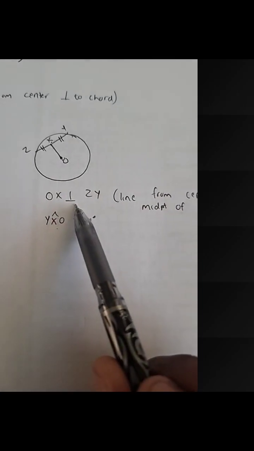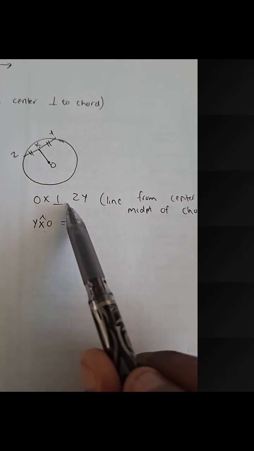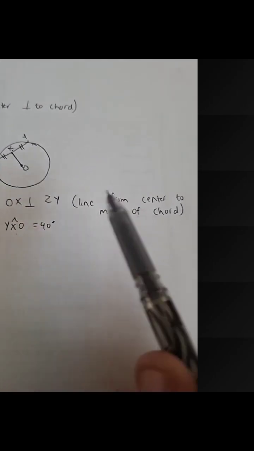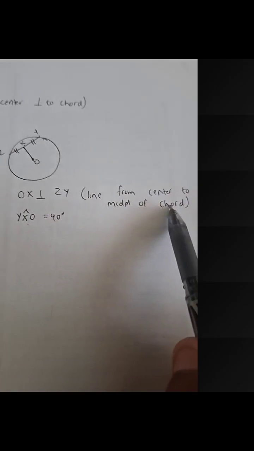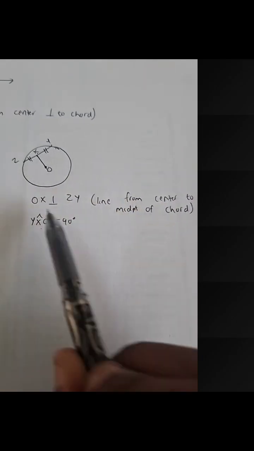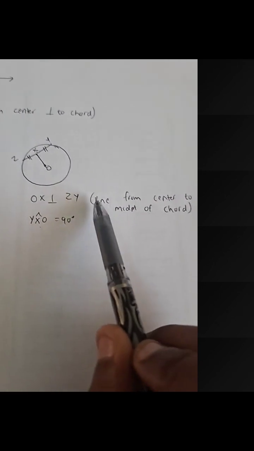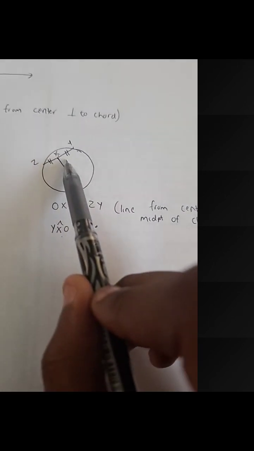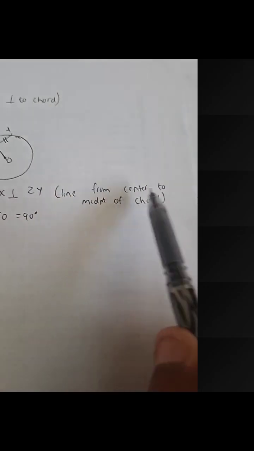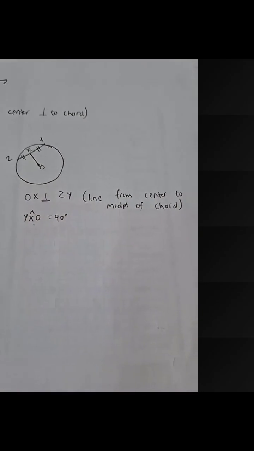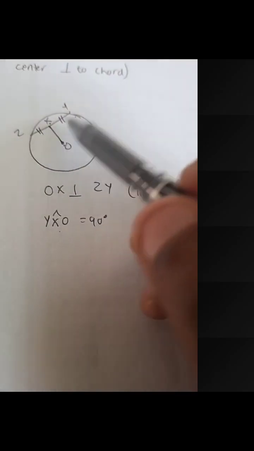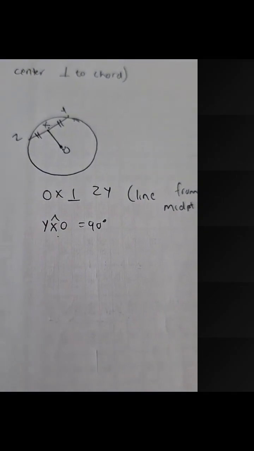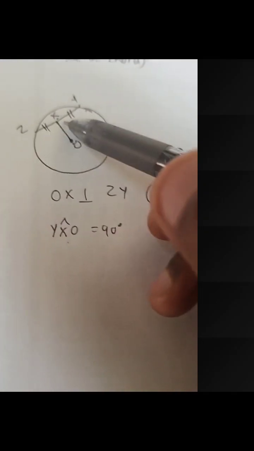So this is the reason why we are saying OX is perpendicular to ZY. All right. So the line from the center to the midpoint of the chord. Okay, that's the reason. OX is perpendicular to ZY. Why? Because of the line from center to midpoint of chord. Okay, so please guys, like I said, we can't just say X is 90. Please, please, please, you don't say X is 90 here. You need to be specific.